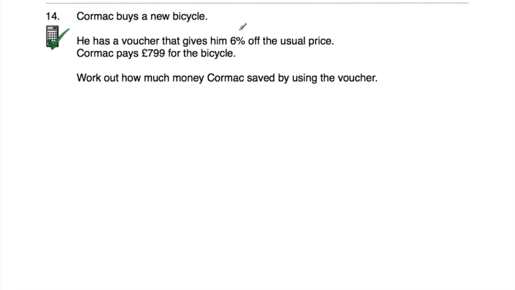So the voucher gave him 6% off the usual price. That means if he saves 6%, he paid 94%. So 94% would be equal to £799, because we saved 6%, so he paid 94%, and that's £799.